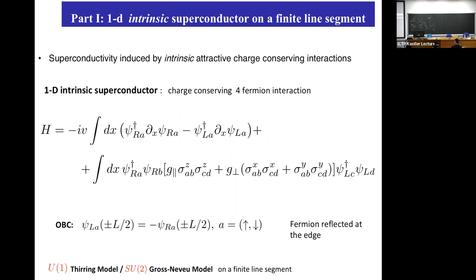So that means that if a right mover reaches the edge, it's reflected as a left mover. And if a left mover reaches the other edge, it's reflected as a right mover.